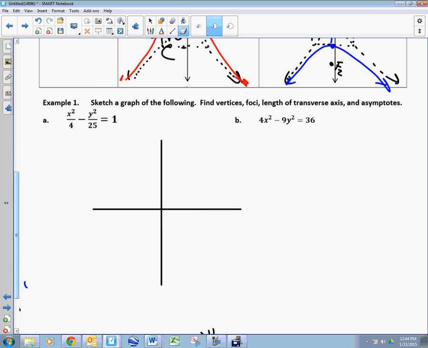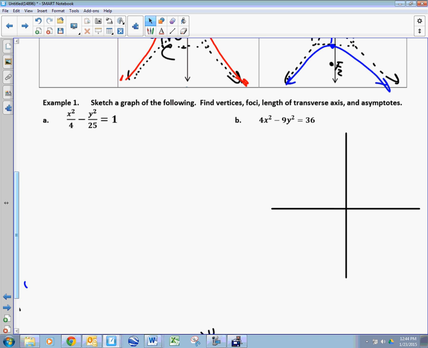All right. Now you got it. Let's do another one. What do I got to do first? Divide by 36. 4x squared over 36 reduces to x squared over 9 minus y squared over 4 equals 1. You tell me, is this going to open up and down or left and right? Why? Because x is positive. Thank you, Connor. You win. Everybody else loses.